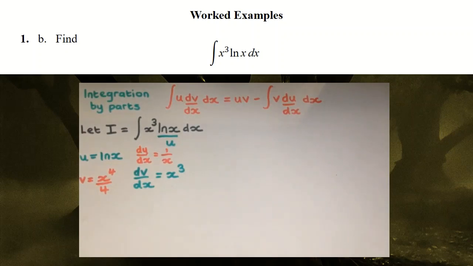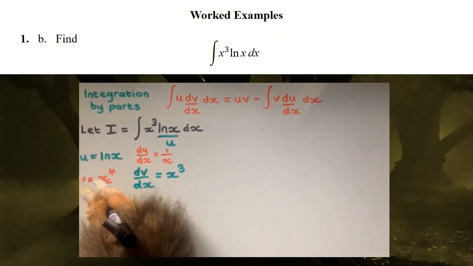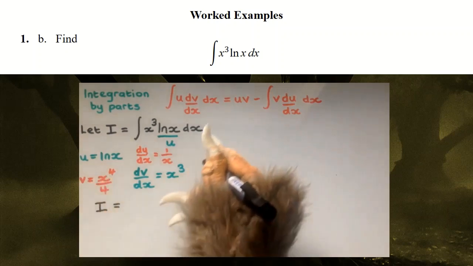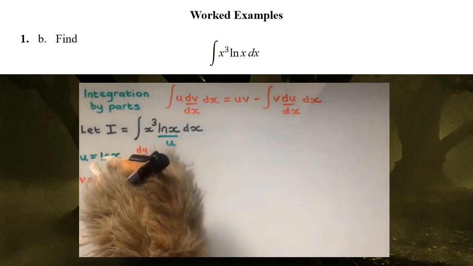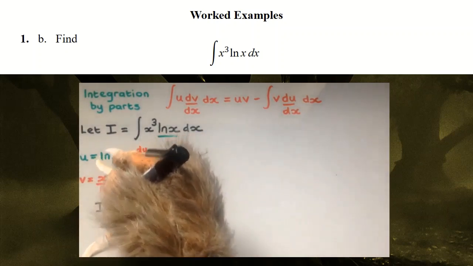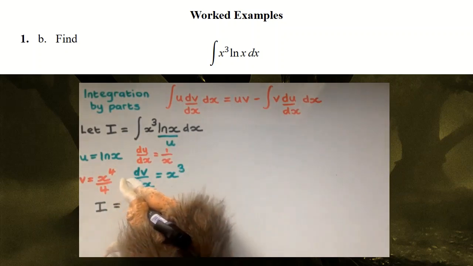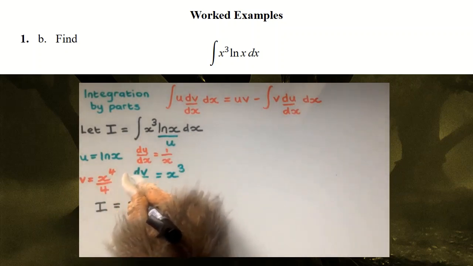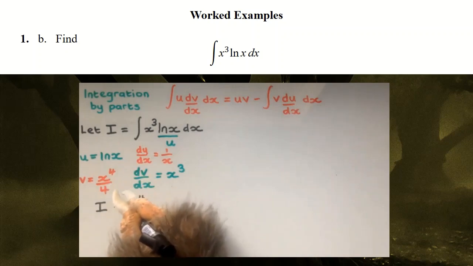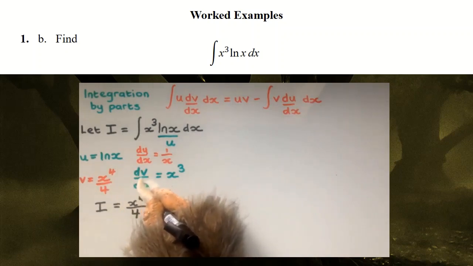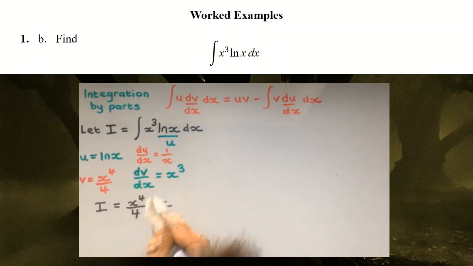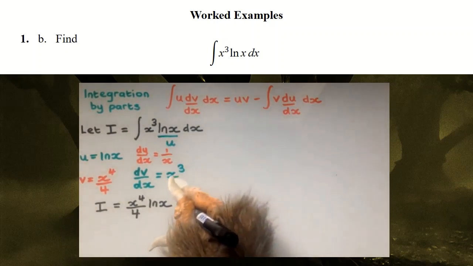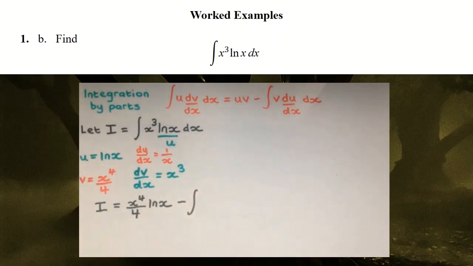Alright, so let's write down what our capital I is going to equal. So it's going to be uv, so it's the product of the u and the v, ln x and x to the 4 over 4. So I'll put the x to the 4 over 4 first. Alright. Okay, and then we subtract the integral of v du by dx.